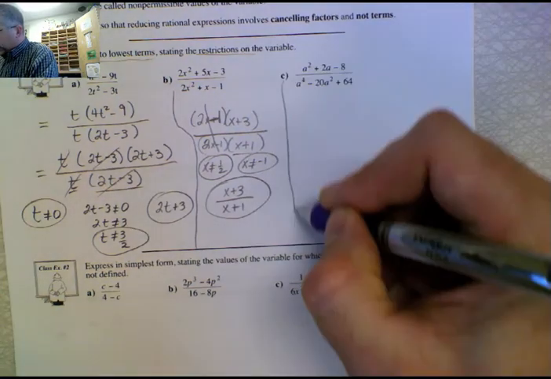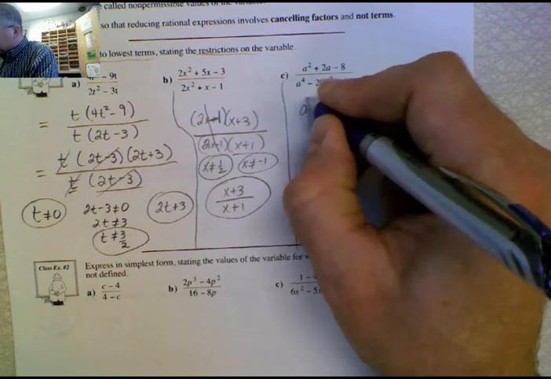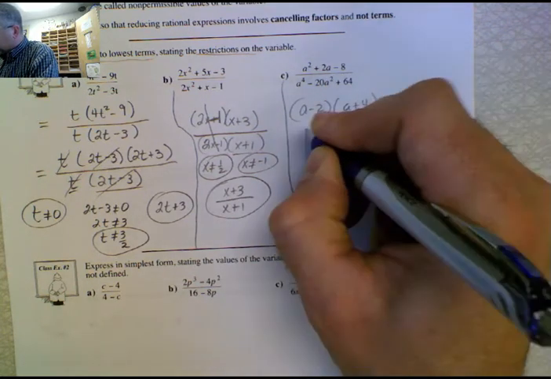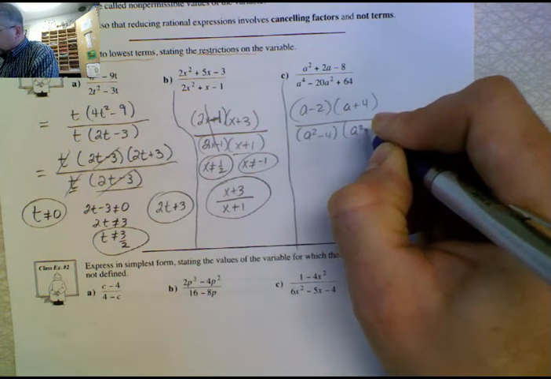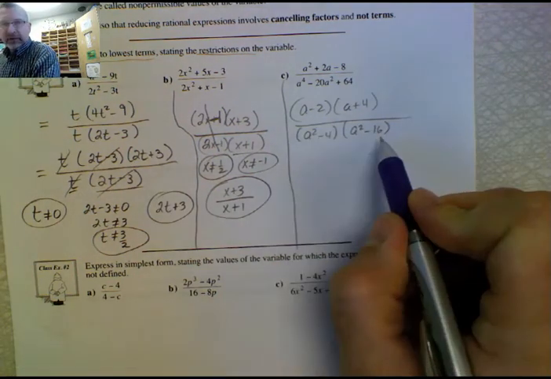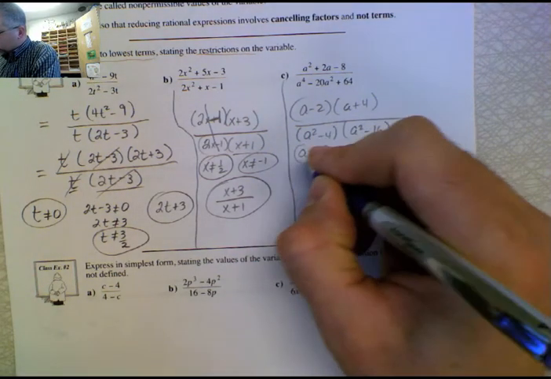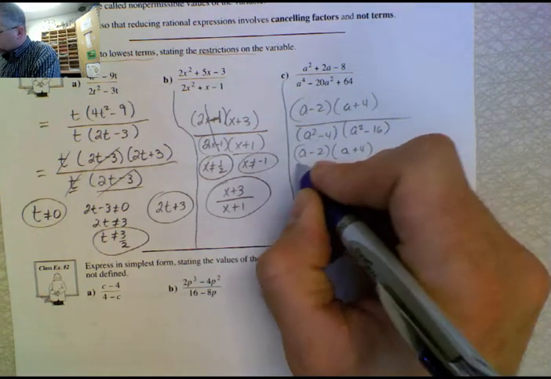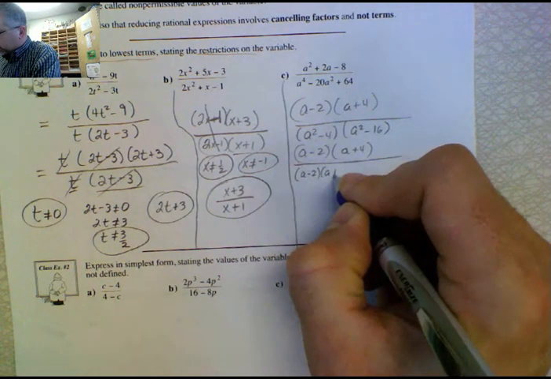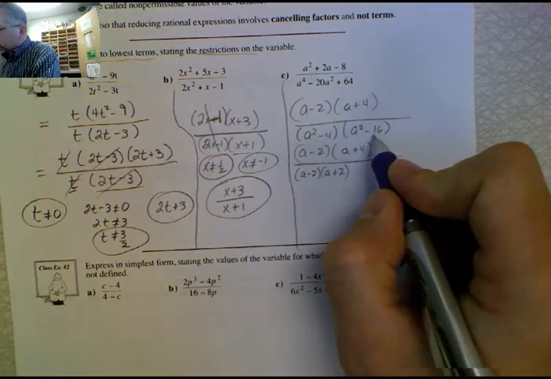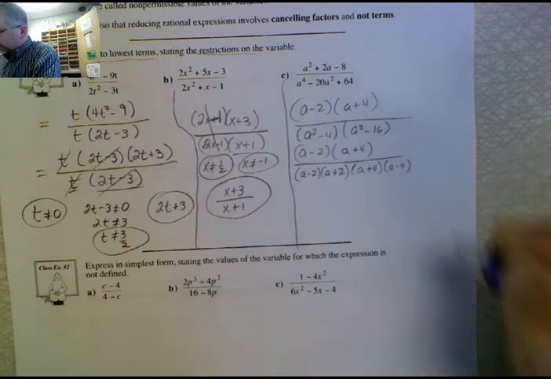If we go ahead and factor the next question, if you factor the numerator, you get a minus 2 and a plus 4. If you factor the denominator, you get a squared minus 4 and a squared minus 16. And if you look at these denominators, they're both difference of squares, so we can actually factor them some more. A squared minus 4 factors into a minus 2 and a plus 2. A squared minus 16 factors into a plus 4 and a minus 4.